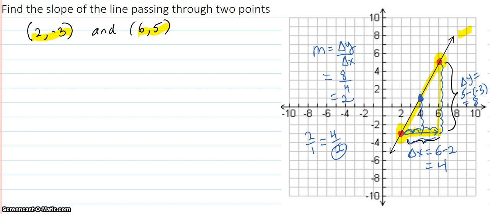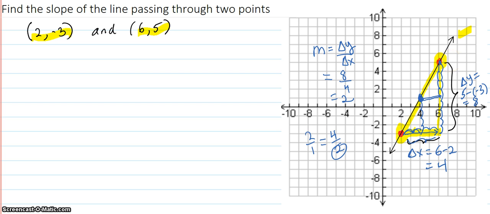So any ratio of 2 to 1 moving from one point to the other will result in being back on the line. So we could move 2 to 4 from this one too. 2 in the x and 4 in the y, and we would get back to the point on the line.